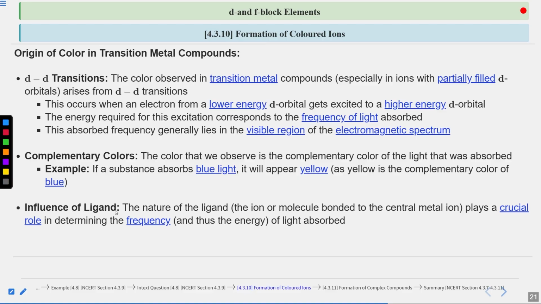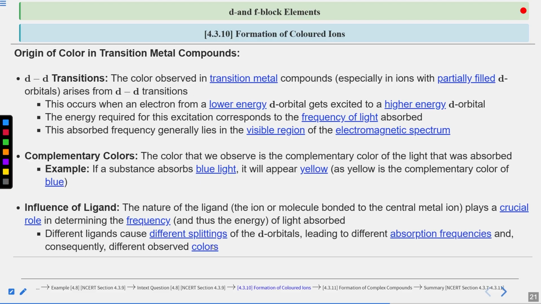Third factor is the influence of ligand, that is the nature of the ligand. Ligand means the ions or the molecules that are bonded to the central metal ion, and its nature is going to play a crucial role in determining the frequency of the light that is going to be absorbed.